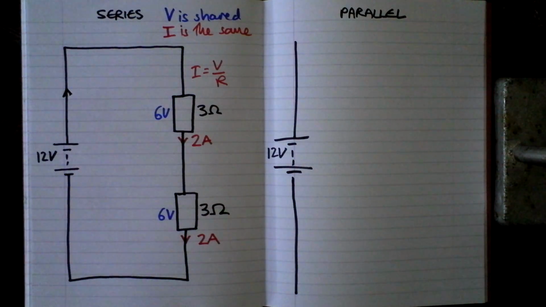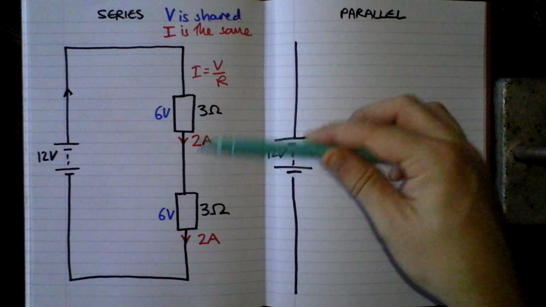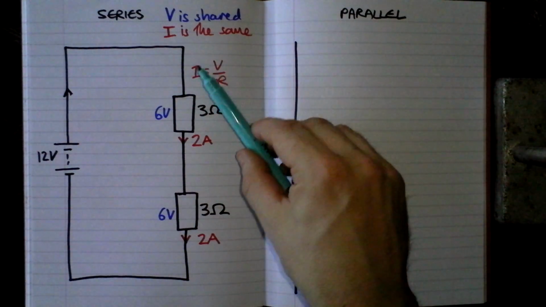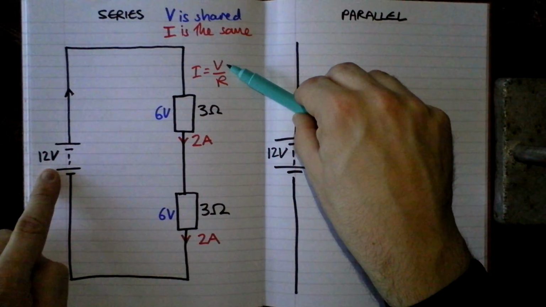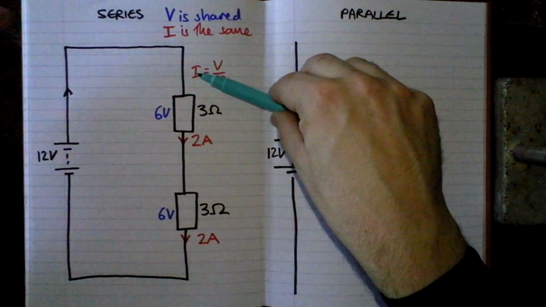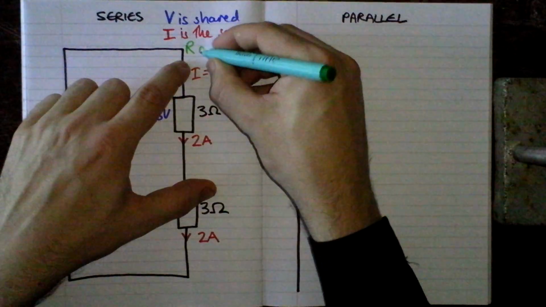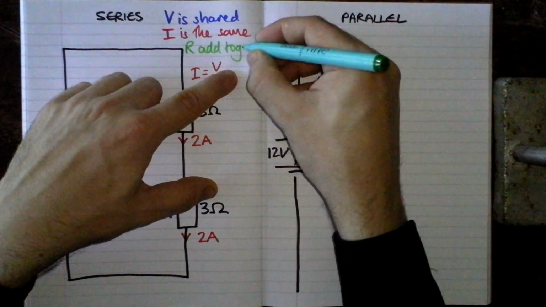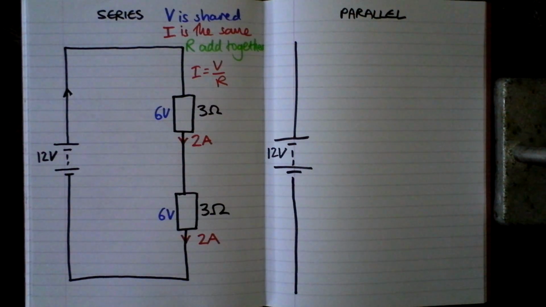In fact, if I look at the circuit as a whole, I can see that my resistances, 3 ohms and 3 ohms, will together in series have a total resistance of 3 plus 3, 6 ohms. So if I use Ohm's law, I equals V over R for the whole circuit, I've got 12 volts divided by a total of 6 ohms, and I end up with 2 amps, exactly the same. So resistances add together. So there are your 3 rules for a series circuit. Potential difference shared between components, current the same absolutely everywhere, and the resistances add together.